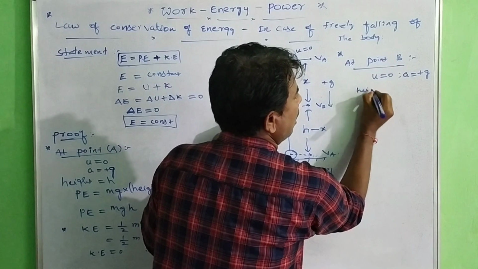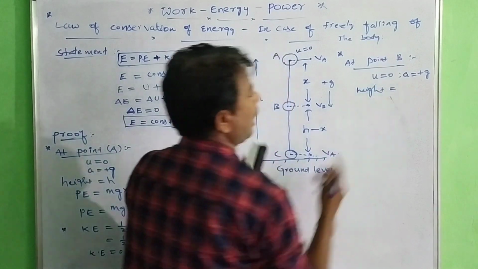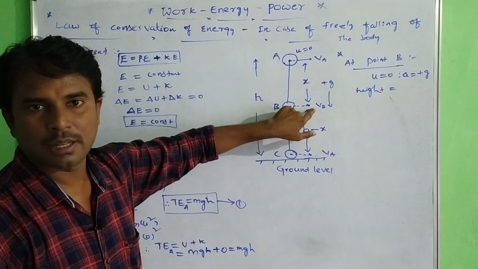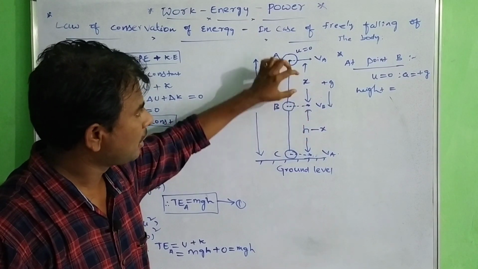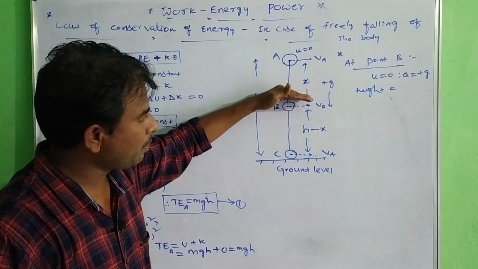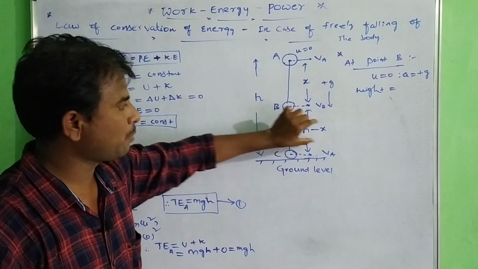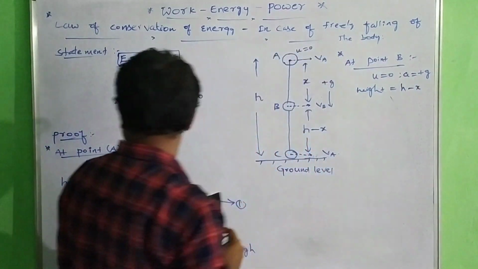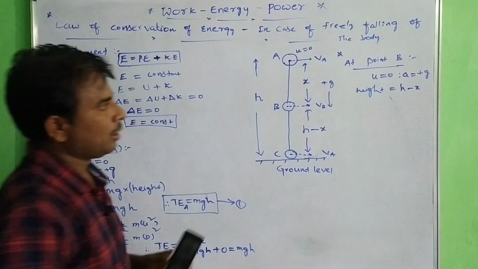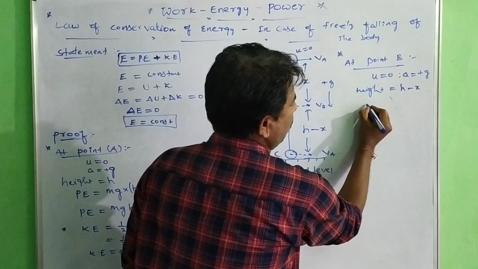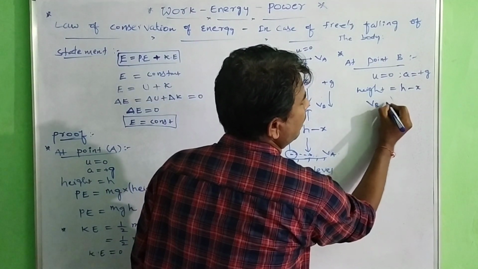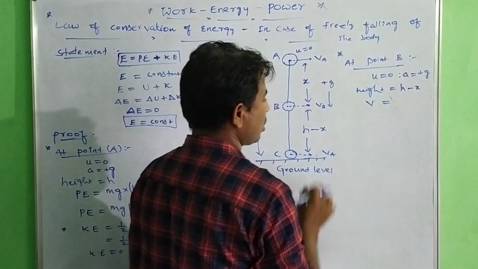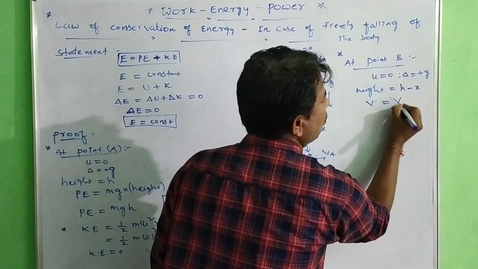Now calculate the height at point B. The height at point B is measured from ground level to point B, which is h minus x. And the velocity at point B is Vb.